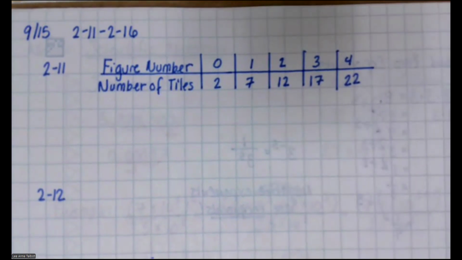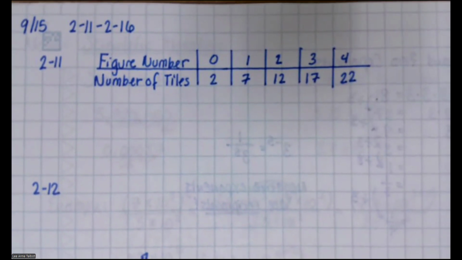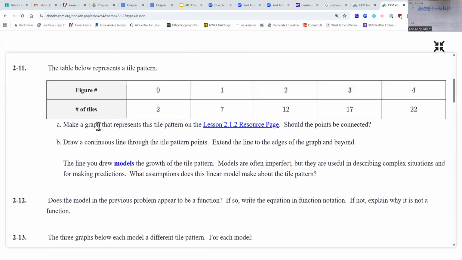Okay, so number 11 is a review from last Friday where we had the tile patterns and we were figuring out the equation. Let's read the problem. It says the table below represents a tile pattern. Make a graph that represents this tile pattern on the 2.1.2 resource page.